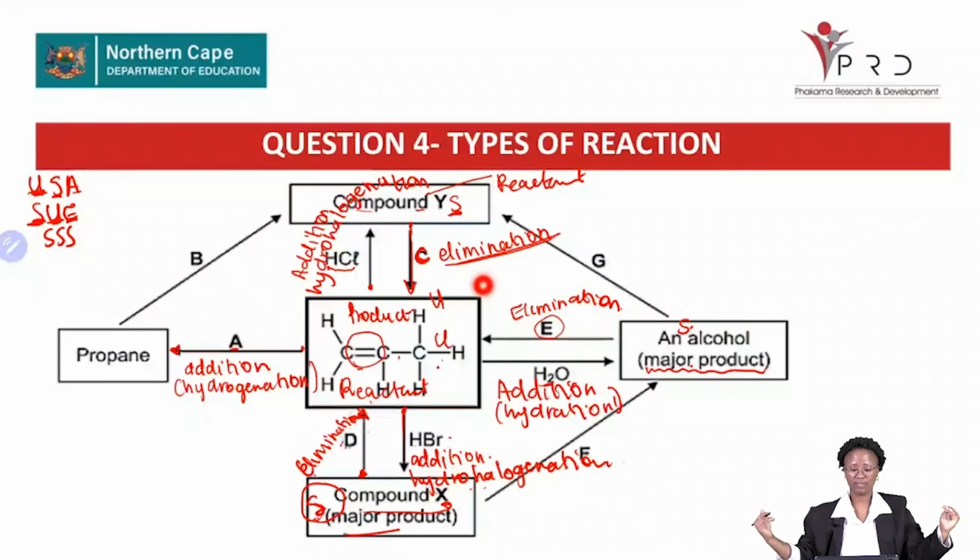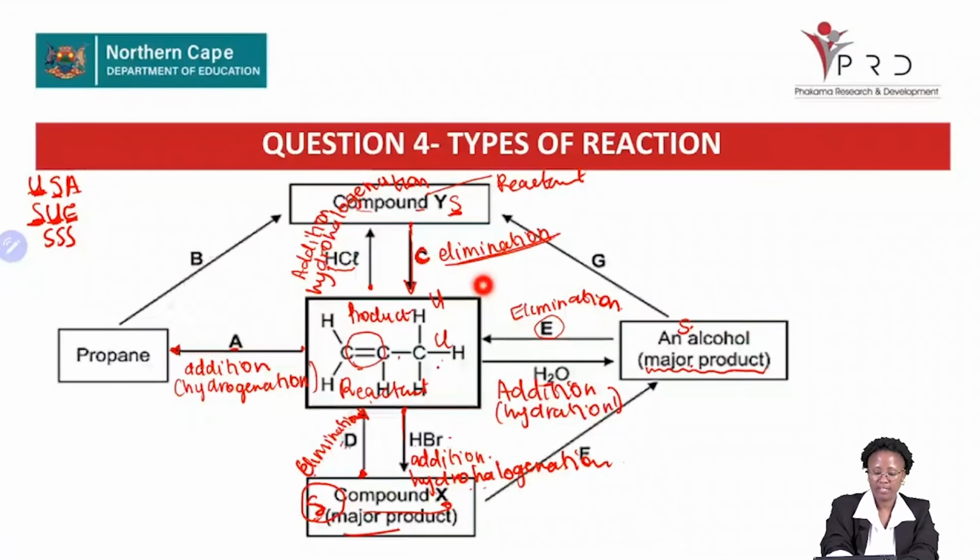Now we're going to go outside. Okay, so if you look here, let's look at B. B, we are moving from a propane, which is saturated, to compound Y, which is also saturated.